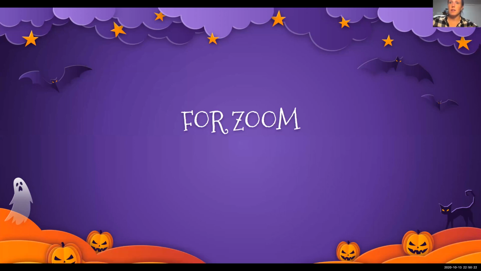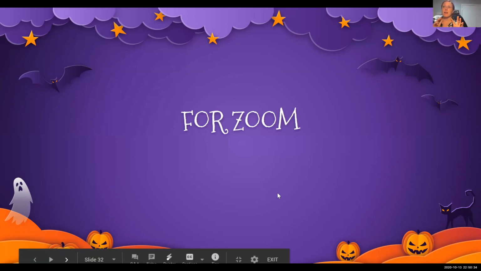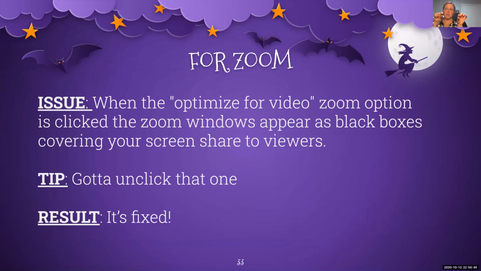This part of the tips and tricks is about Zoom. And so the first is when you're sharing your screen, the screen kind of goes black. When you are sharing your screen, there are two options at the bottom of the share screen option. When you click share screen, the pop-up video comes up, and there are two options on a desktop, not on a Chromebook. And you have to unclick the second option to optimize the video, and then it'll be fixed.